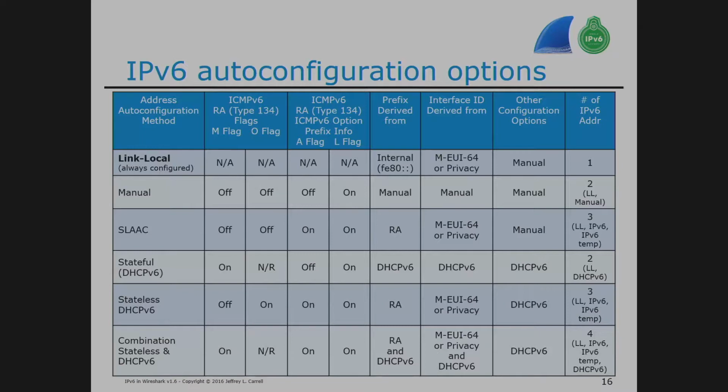Now here's the fun part. In some client operating systems, if you statically assign an address, but you get a router advertisement with the M flag on, guess what they do? They do what they were told. They go ask a DHCPv6 server for an address. So now you've got the static and a DHCP address. That is not a desired result.